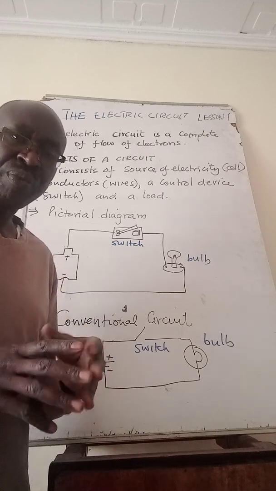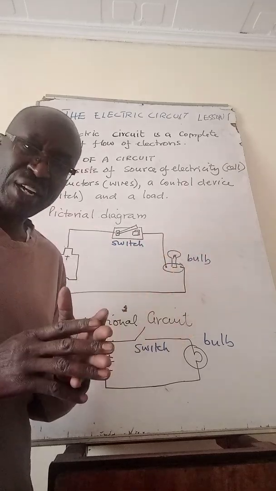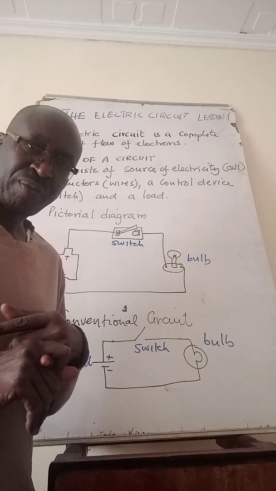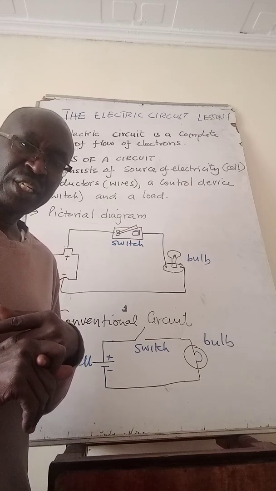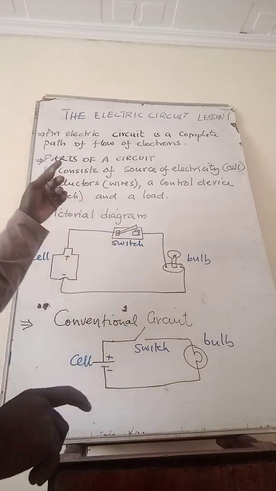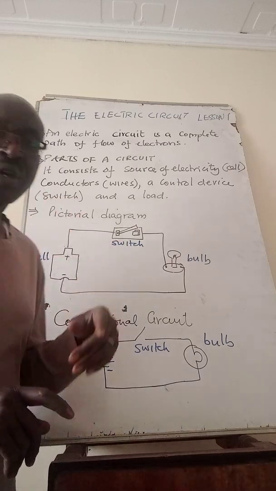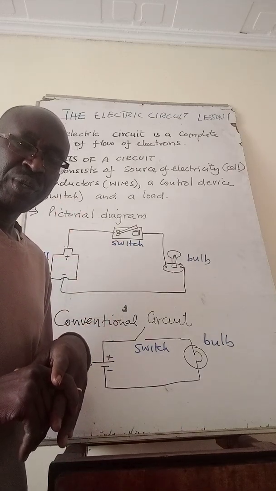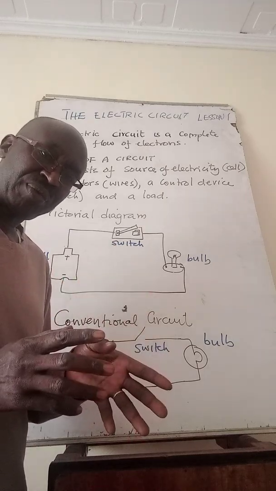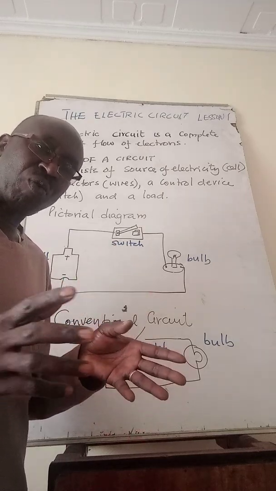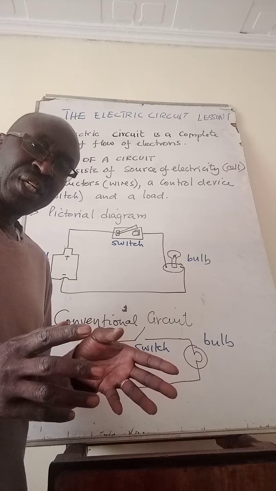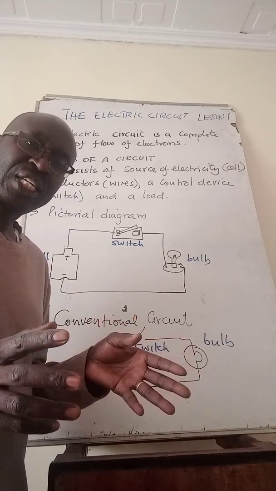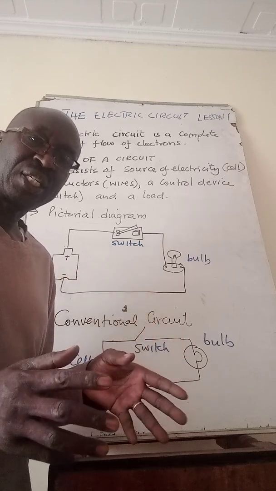As I conclude, what have I covered? One, what is an electric circuit? It is a complete path of flow of electrons. You can paraphrase it: it is a network of wires. It is a network of conductors, which we call wires.